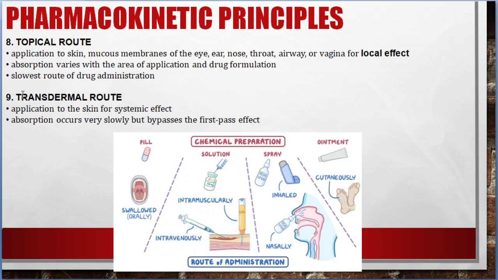And lastly, we have your transdermal route. Your transdermal route is the application to the skin for systemic effect. Absorption occurs very slowly but bypasses again your first pass effect.